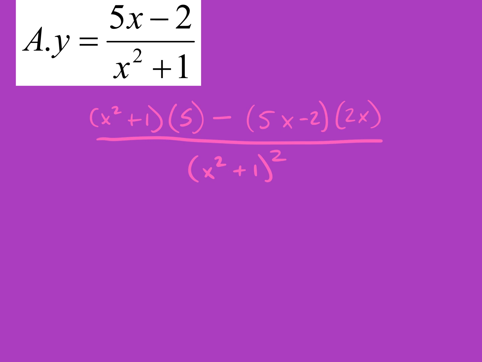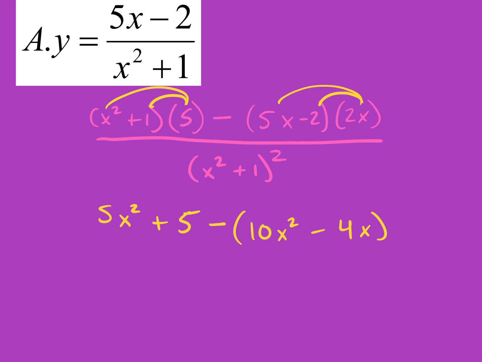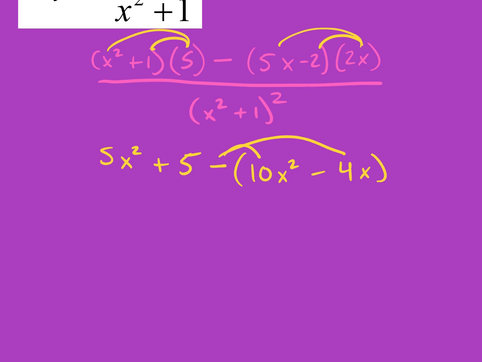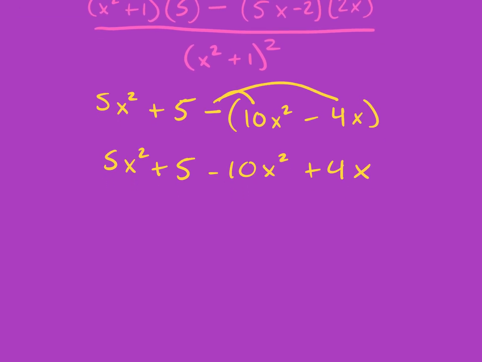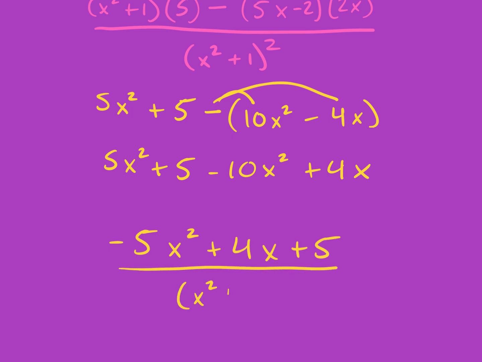So up top, I want to distribute the 5. So we get 5x squared plus 5 minus, be careful because we have a minus in the middle, so just be careful with the signs. I'm going to distribute the 2x here, so that would be 10x squared minus 4x, but then I have to distribute the negative. You can do both steps at the same time, just be careful with the minus. So 5x squared plus 5 minus 10x squared plus 4x. Lastly, let's combine our like terms. So minus 5x squared plus 4x plus 5 over low squared, which is x squared plus 1 squared. So this is our derivative.